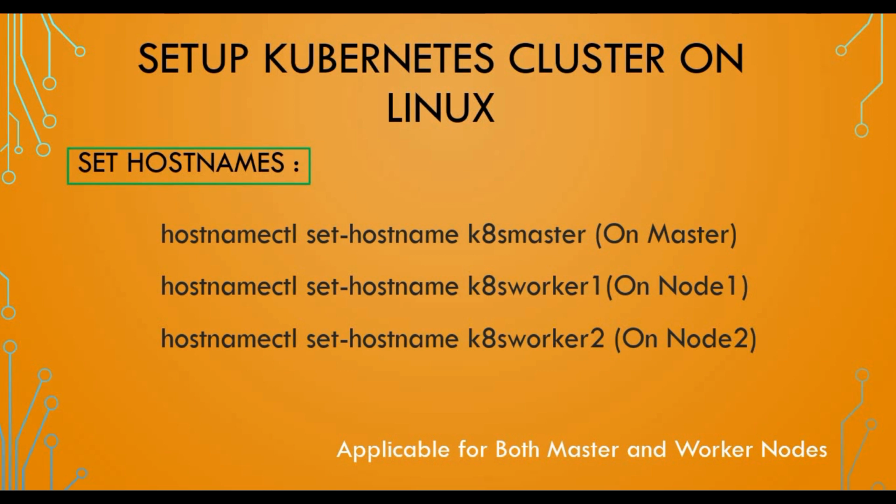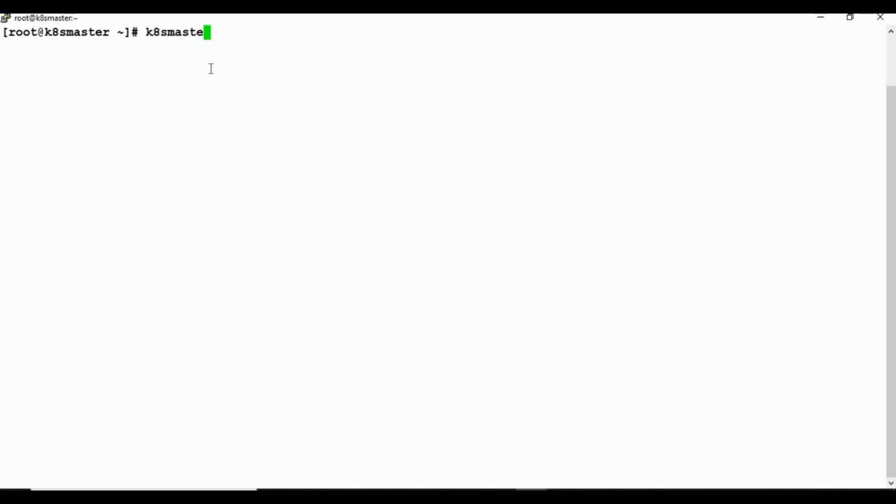So if you see, this command is applicable for both master and worker. Based on which machine, you can set the hostname accordingly. You can run this command and set the hostname as per your requirement. If you want to give the same name, you can give that, otherwise you can use a different name. You just go to the machine and run the command hostnamectl set-hostname and the name of your machine. If you want to give something else, you just give that name and run it. Since I already set it, I'm not going to run it.